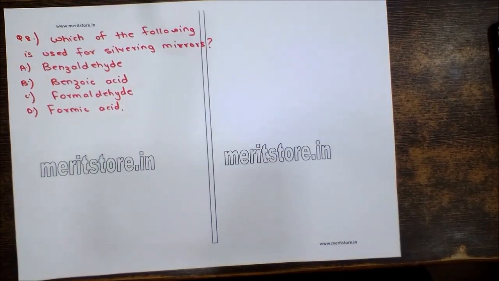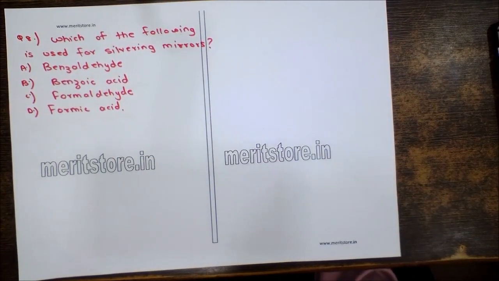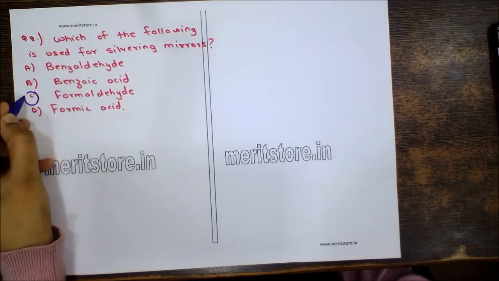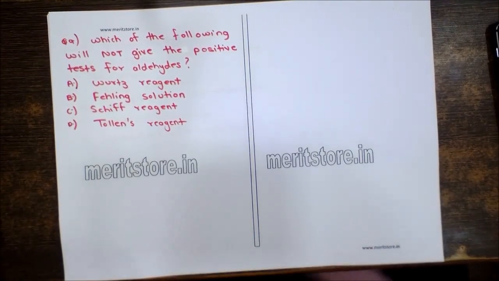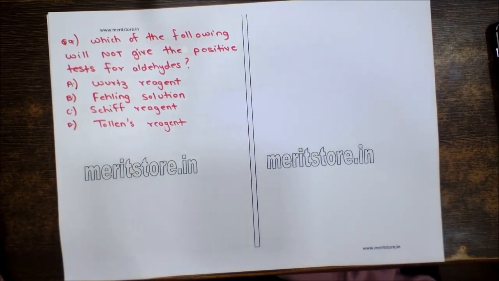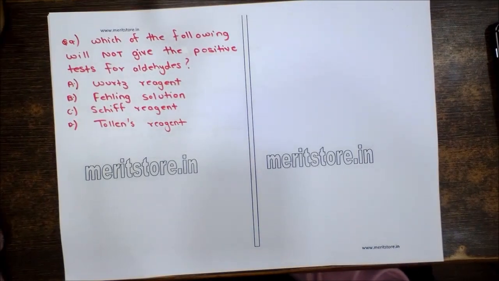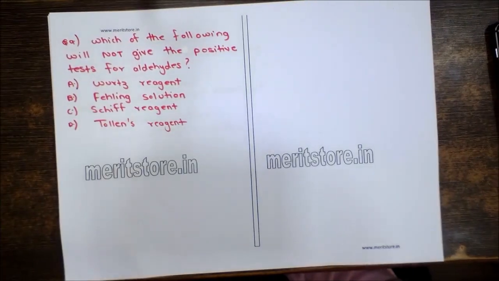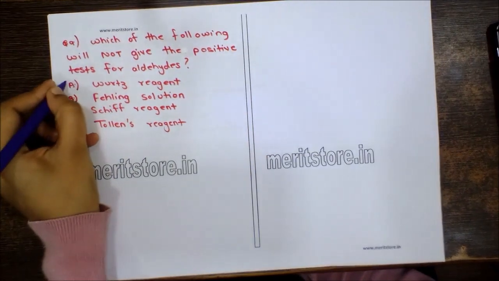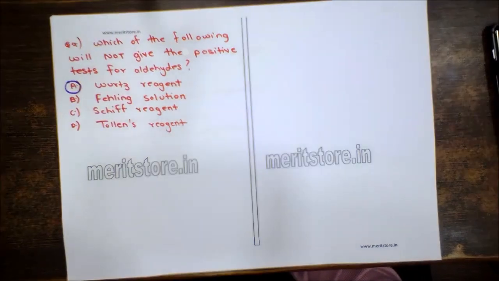Question 8. Which of the following is used for silvering mirrors? A. Benzaldehyde, B. Benzoic acid, C. Formaldehyde, D. Formic acid. The correct answer is option C, formaldehyde. Question 9. Which of the following will not give the positive tests for aldehydes? A. Wirth's reagent, B. Fehling solution, C. Schiff's reagent, D. Tollens reagent. Except Wirth's reagent, all the reagents or the solutions will give positive tests for aldehydes. Therefore, A. Wirth's reagent will be my correct answer.